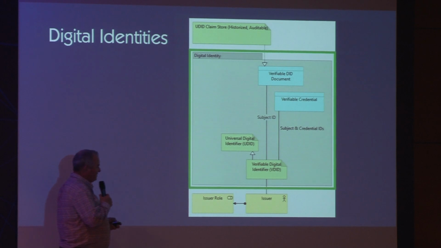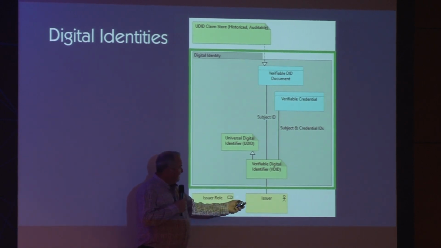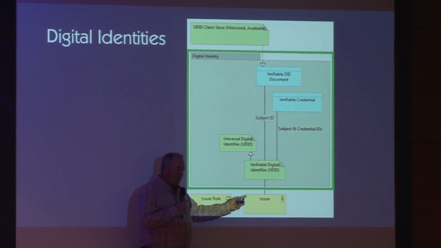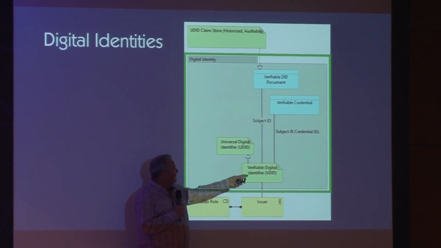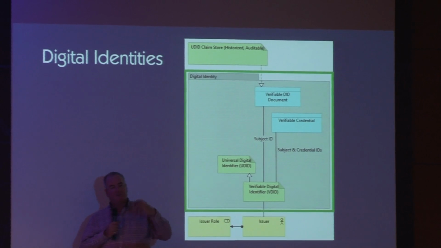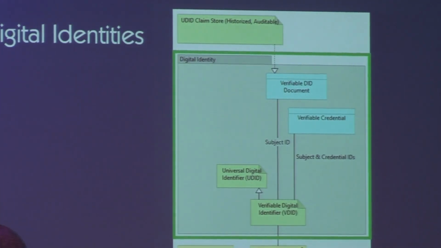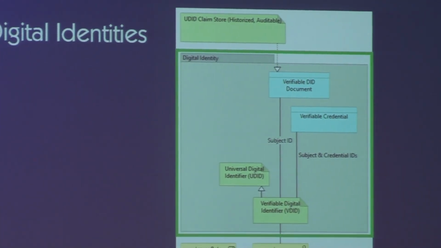There is this concept of issuer. Somebody, either in a permissioned or permissionless blockchain, needs to be able to create those identifiers and in turn create the credentials. They need to have permissions to put them on the blockchain.